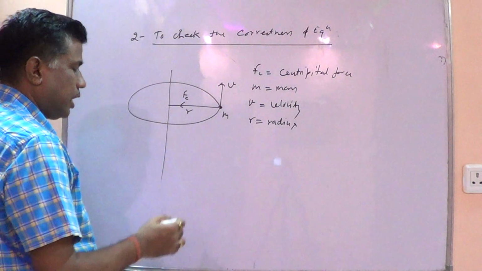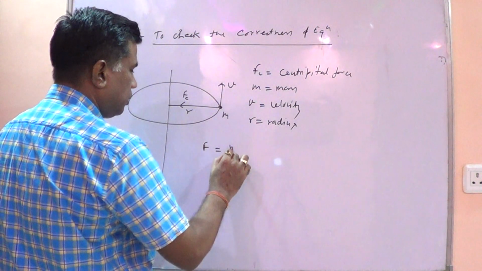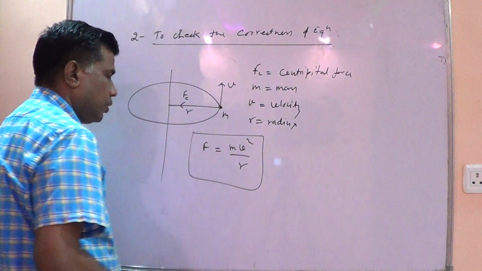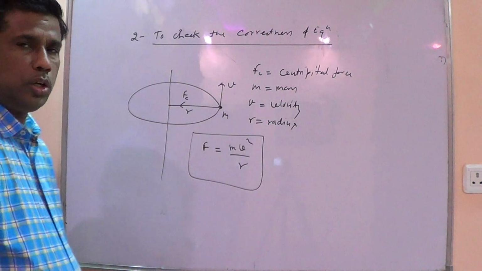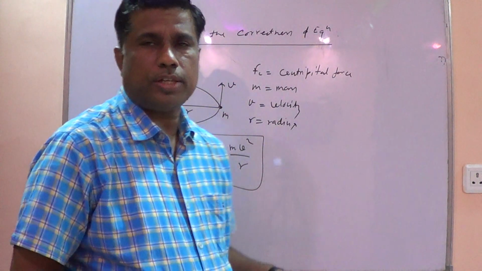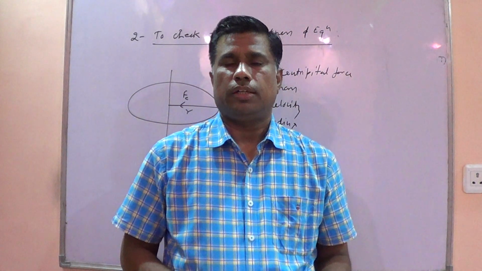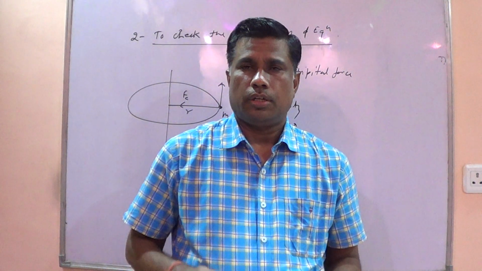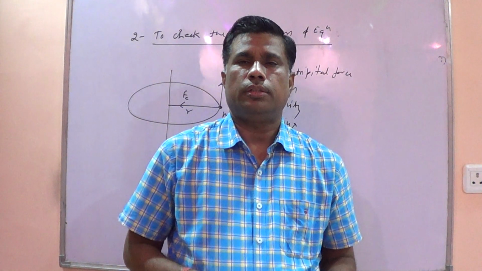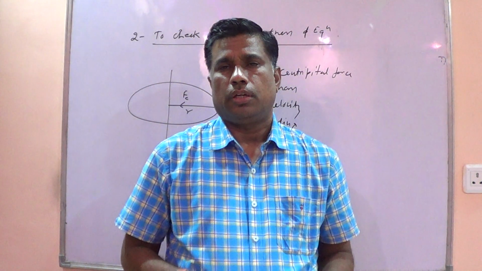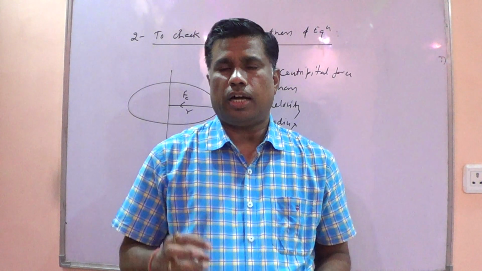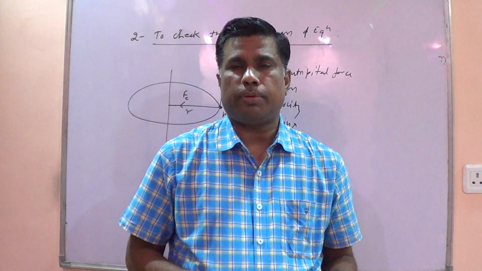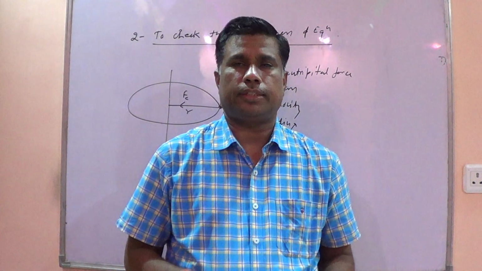Now student, I am writing a formula F equal to mv square by r. Student, you have to check whether this equation F equal to mv square by r is dimensionally correct or incorrect. Check it. In the next class, which may be a live class, I will discuss whether this equation is dimensionally correct or incorrect.